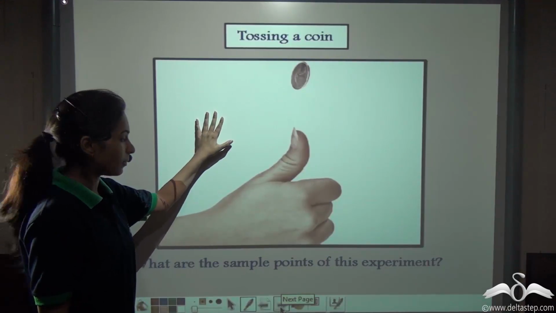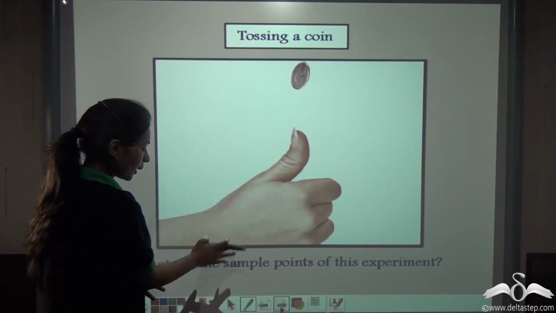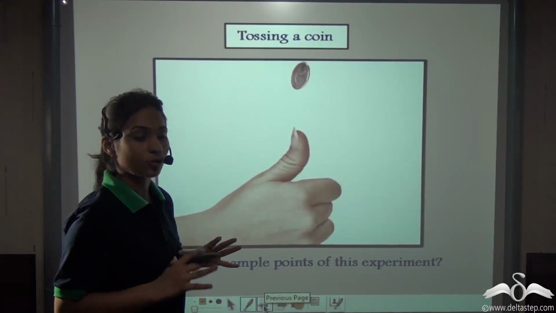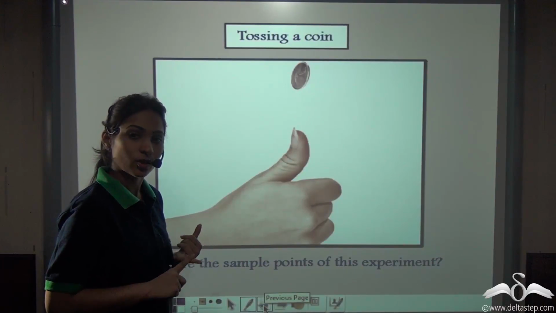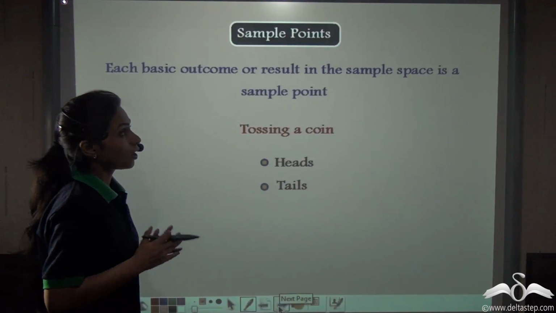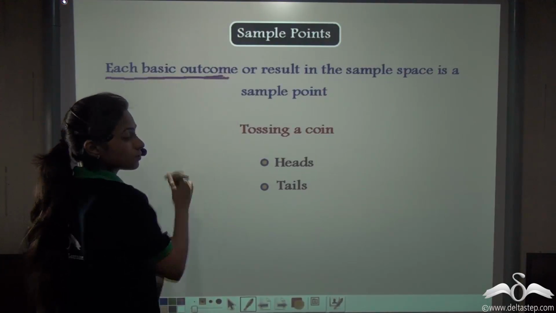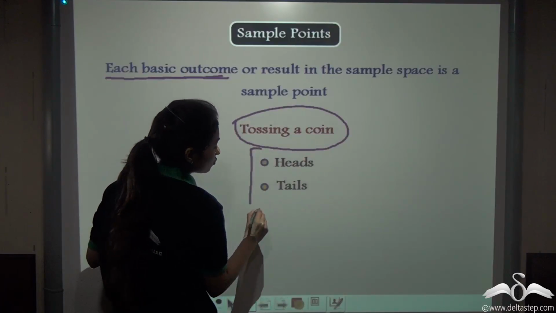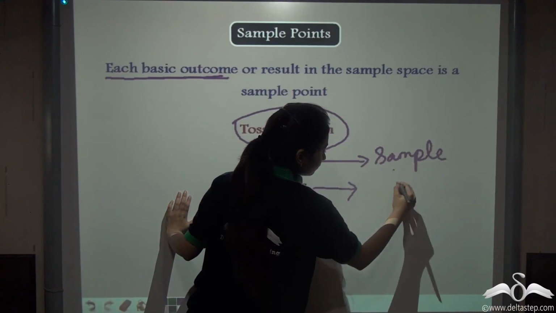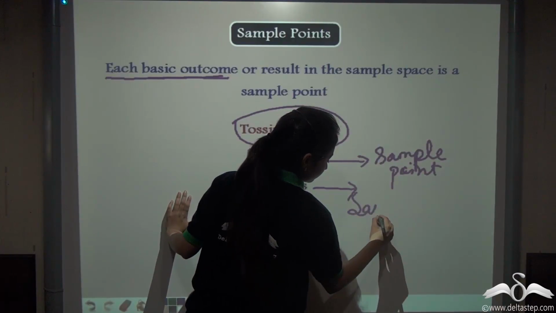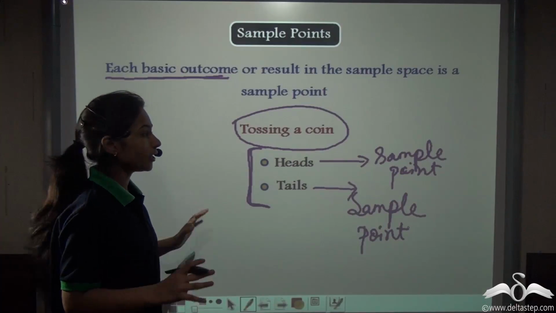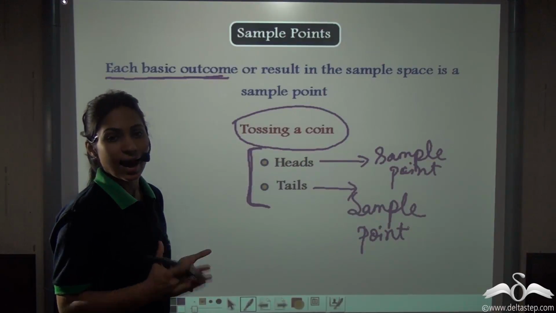Now suppose we are having an experiment here, tossing a coin. Can you tell me the sample points of this experiment? First tell me what are the possible outcomes of tossing a coin. Either you'll get heads or you'll get tails. So these are the only two possible outcomes of the experiment, tossing a coin. Now each of these is called a sample point. So if I ask you what are the sample points of tossing a coin, you will tell me heads and tails.